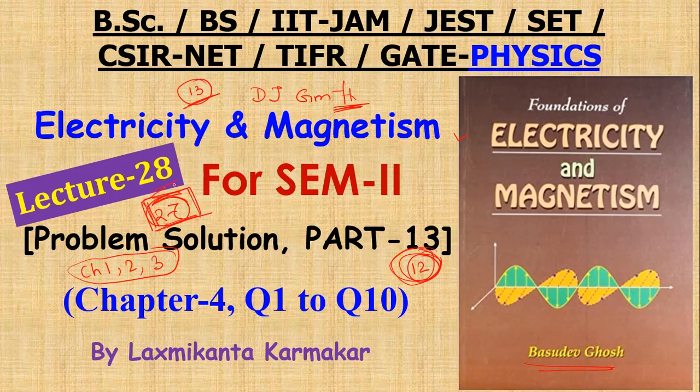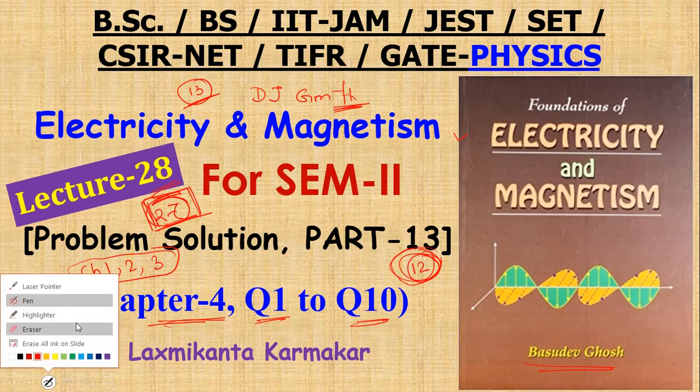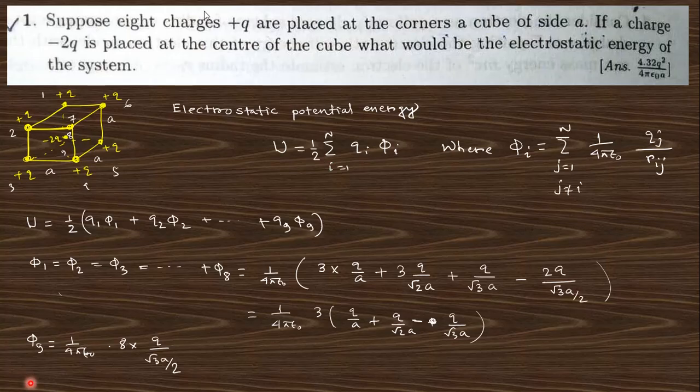Now in this 28th lecture, we want to cover chapter 4, electrostatic energy and capacitance. Questions 1 to 10 we want to discuss in this lecture. Okay, let's start with the first question. It says: suppose 8 charges of plus q are placed at the corners of a cube of side a, and a charge of minus 2q is placed at the center of the cube. What would be the electrostatic energy of this system? So you need to find the energy of this system.